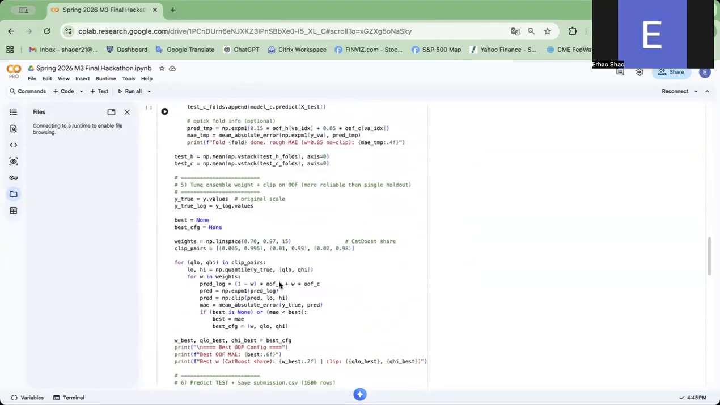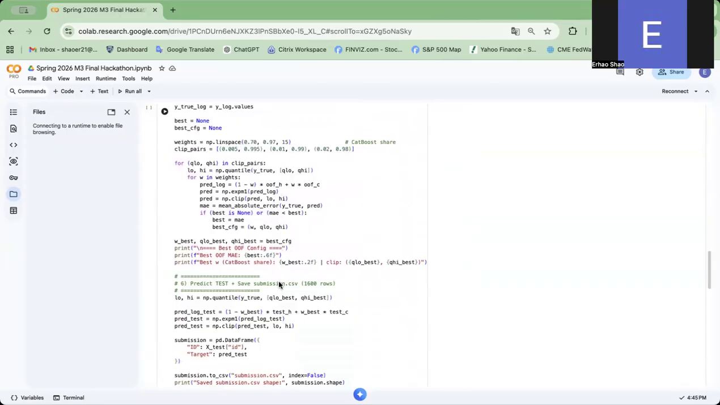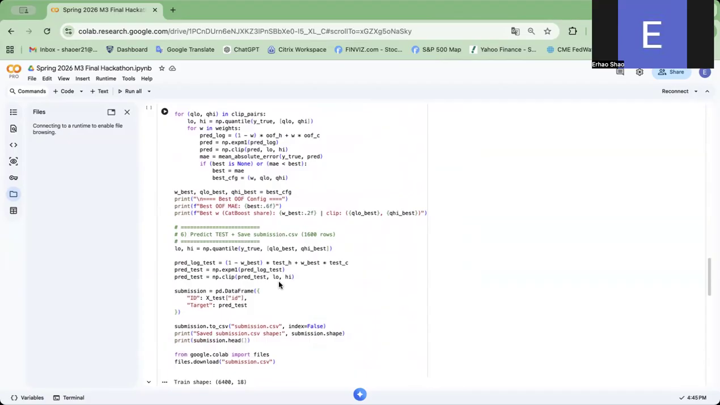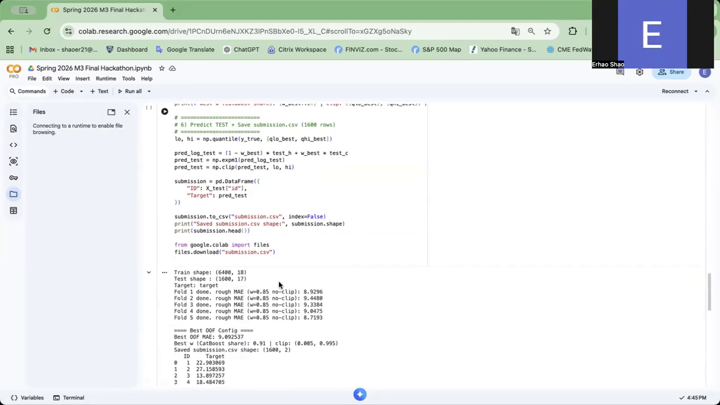We also did out-of-fold prediction for stacking and ensemble tuning. This makes things way more reliable. The idea is each training row gets a prediction from a model that did not train on it, so out-of-fold MAE is closer to real performance. Then we tune the ensemble weight and clip based on the out-of-fold prediction. This is a more trustworthy method than tuning only on one holdout split.